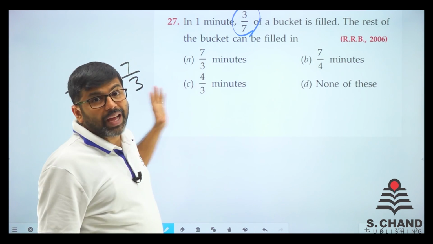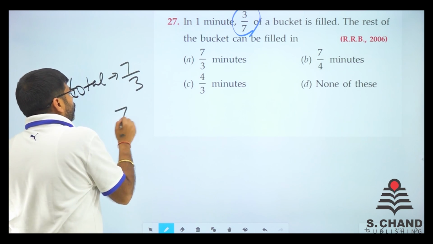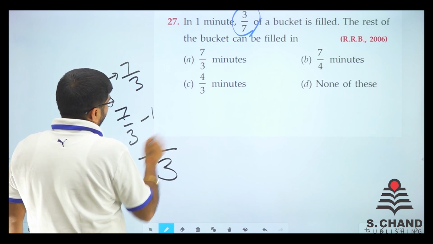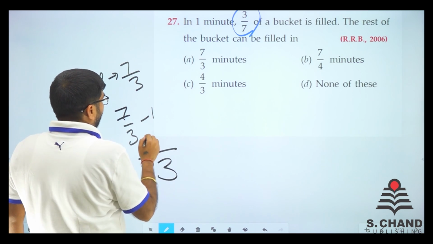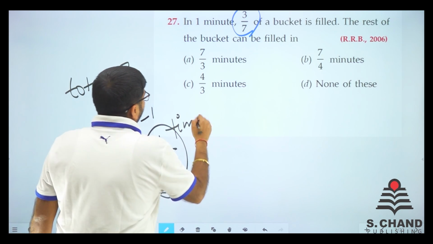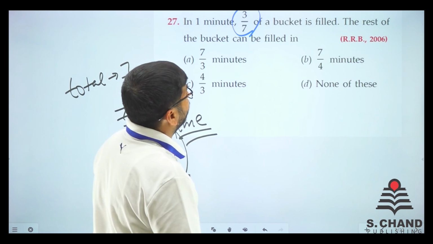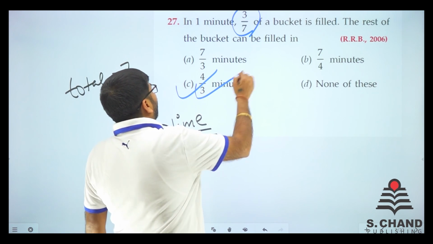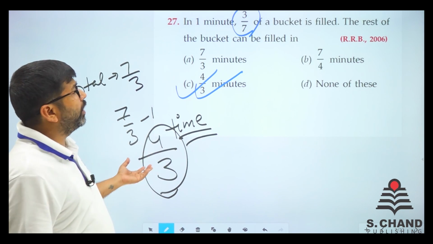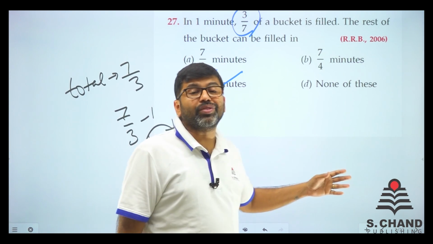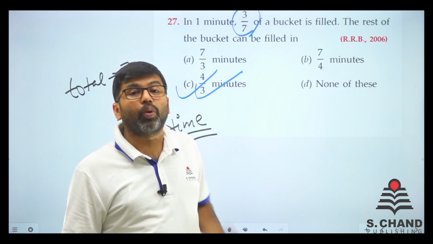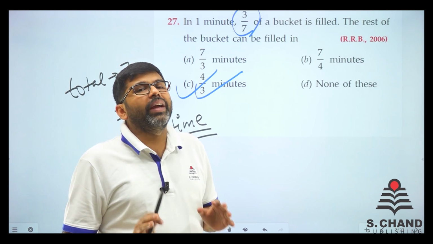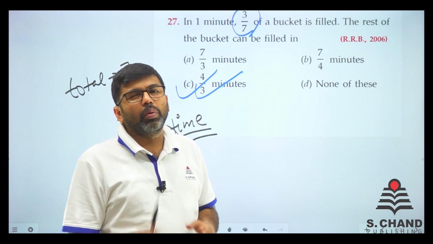Now, 1 minute is done. So, remaining time is 7 by 3 minus 1. That will be like 3, 7 minus 3, 3 there, 4 by 3. So 4 by 3 is the time taken to fill the rest of the bucket. Now this is the 4 by 3 minutes. So directly done. I don't think that will be a big challenge for anybody. It came in RRB 2006 and it is a very easy question. Generally people don't even touch such questions, but I think that is an easy one. Don't do that.